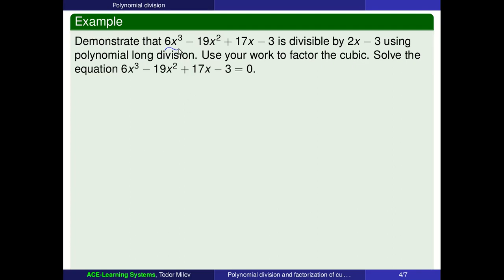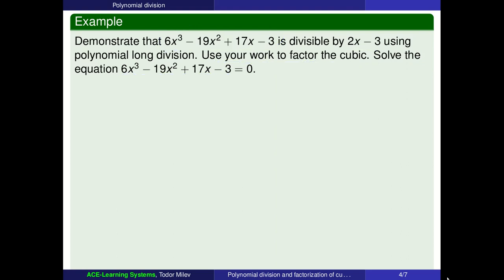Demonstrate that the cubic polynomial 6x cubed minus 19x squared plus 17x minus 3 is divisible by the linear polynomial 2x minus 3. Next, use your work to factor this cubic polynomial. And finally, solve the equation obtained by setting that polynomial equal to 0.